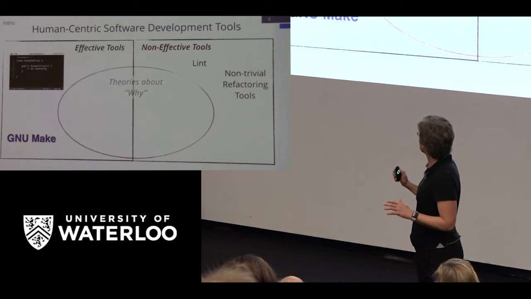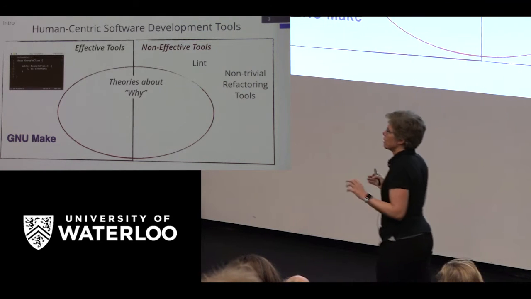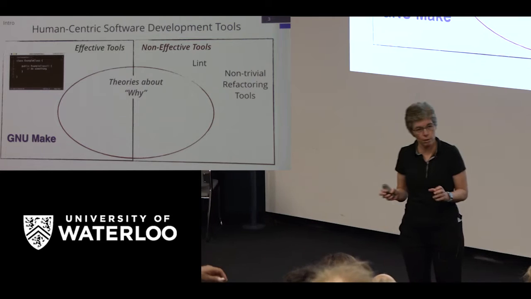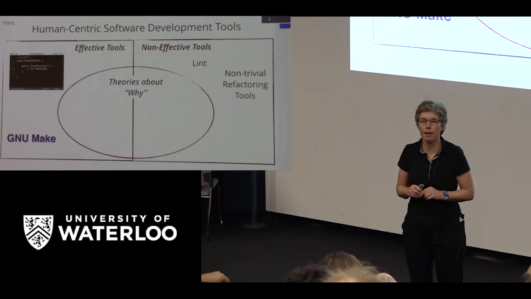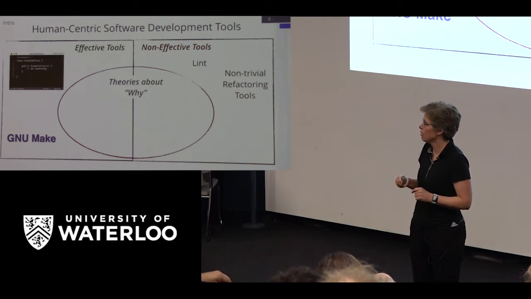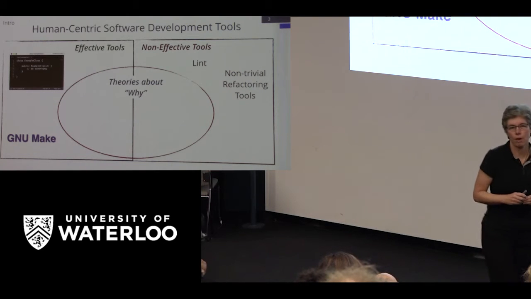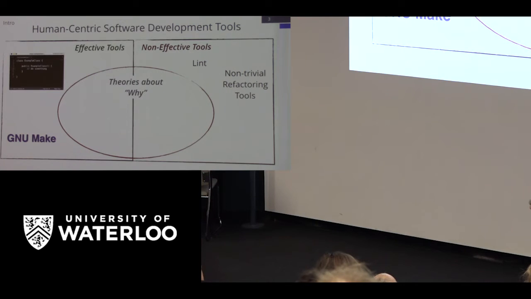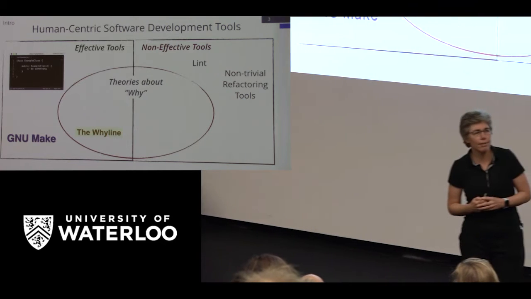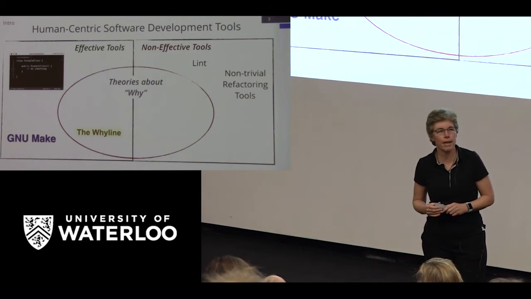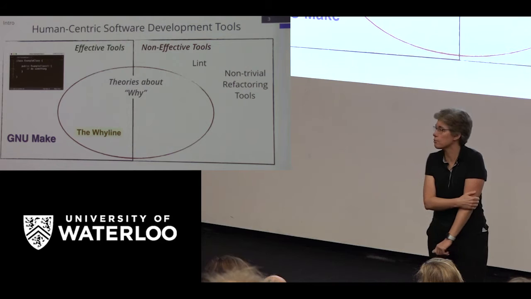Within these two spaces, there is a subset of both effective and non-effective tools, where I'm going to claim that in software engineering research, we know something about maybe why they're effective or not effective. I'm going to say that theories help guide us in making those choices. So in that area, I would put things like a tool called the Y-line that you may or may not have heard of, but it was Andy Ko's PhD dissertation.